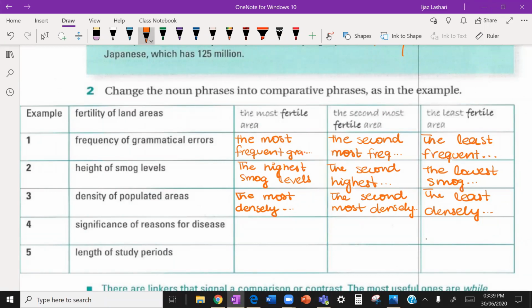Most significant. Thank you, Arij. The most significant. Yes, that's right. And the most significant reason for disease. The next one is the second most significant, and the least significant. The least significant reason.